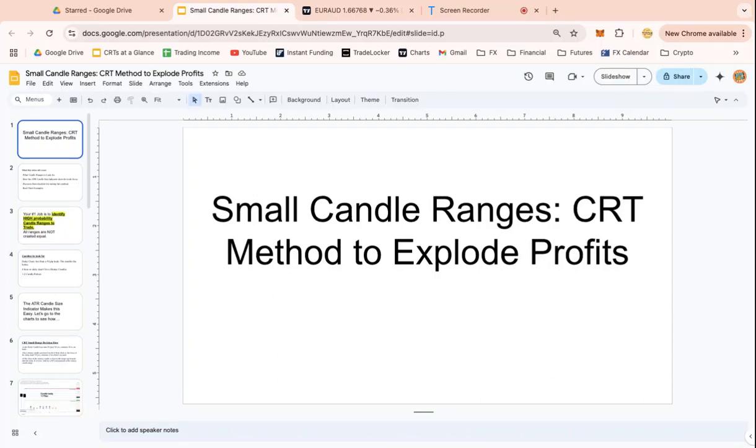Candle range theory trader back with you with another video just talking about small candle ranges. This CRT method is used to explode profits. So this is something that I haven't seen a lot of people talk about. So let's just get straight into it.